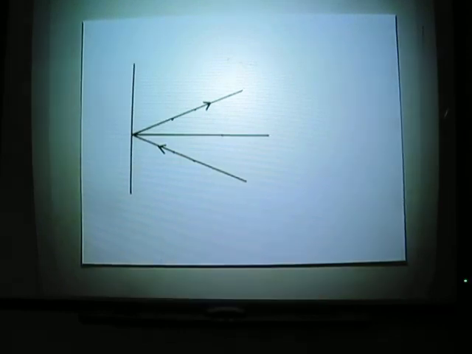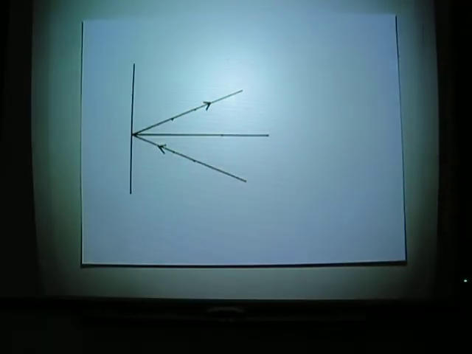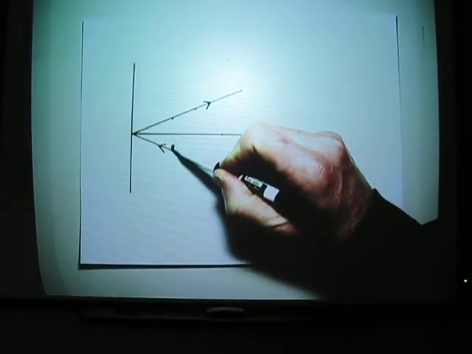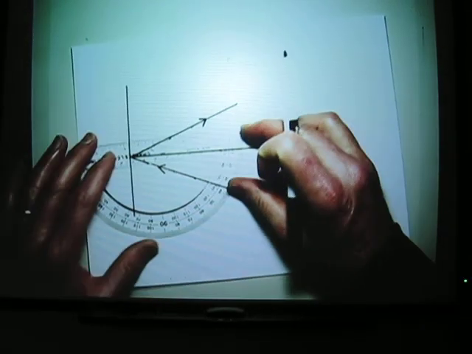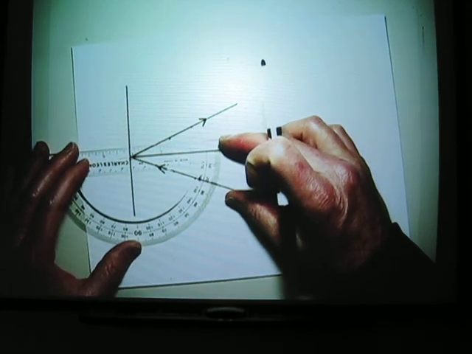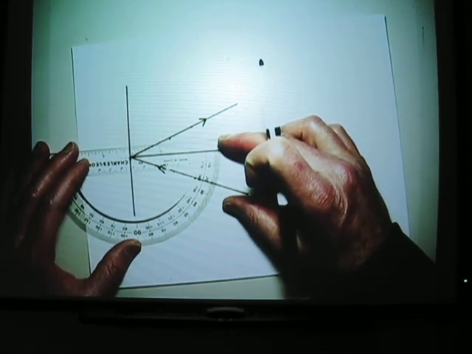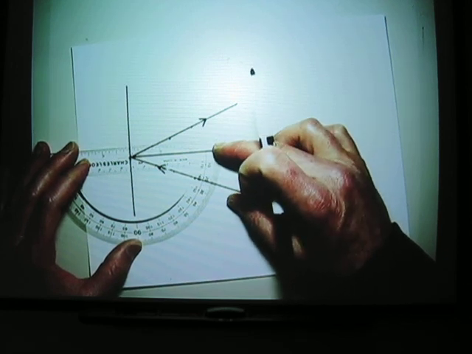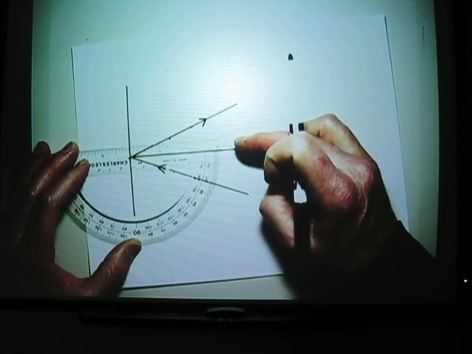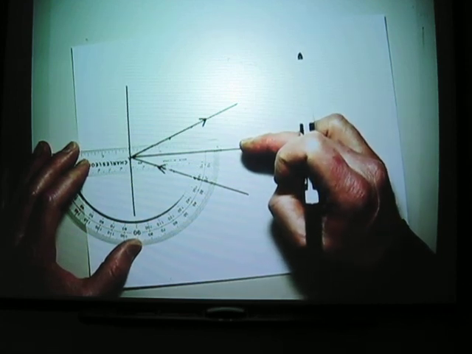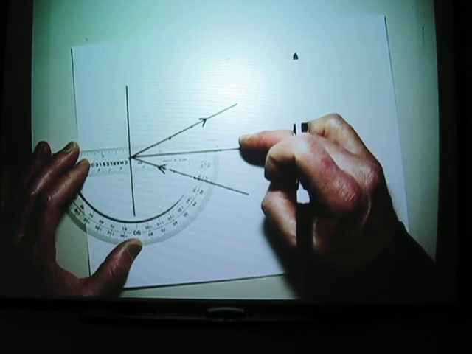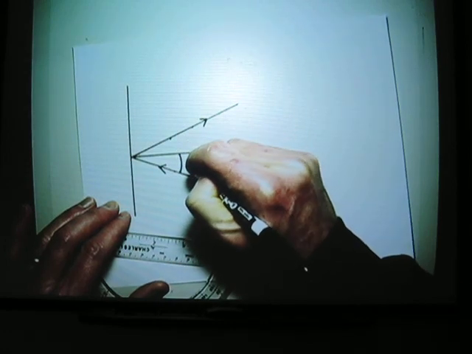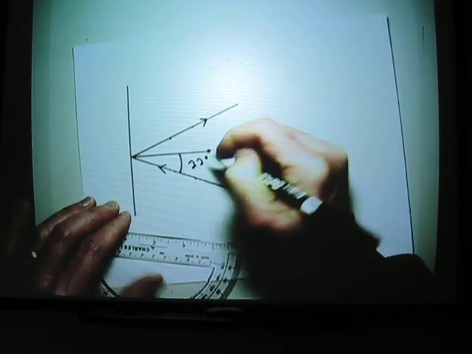Okay, so to measure the incident ray, I want to measure the angle that the incoming ray makes with that perpendicular. So again, I'll just do this with a protractor. It's going to be hard to get this exact, but it looks like it's around 21, let's say 20, I'll round to the nearest degree, let's say 22 degrees. Okay, so this angle right here is 22 degrees.